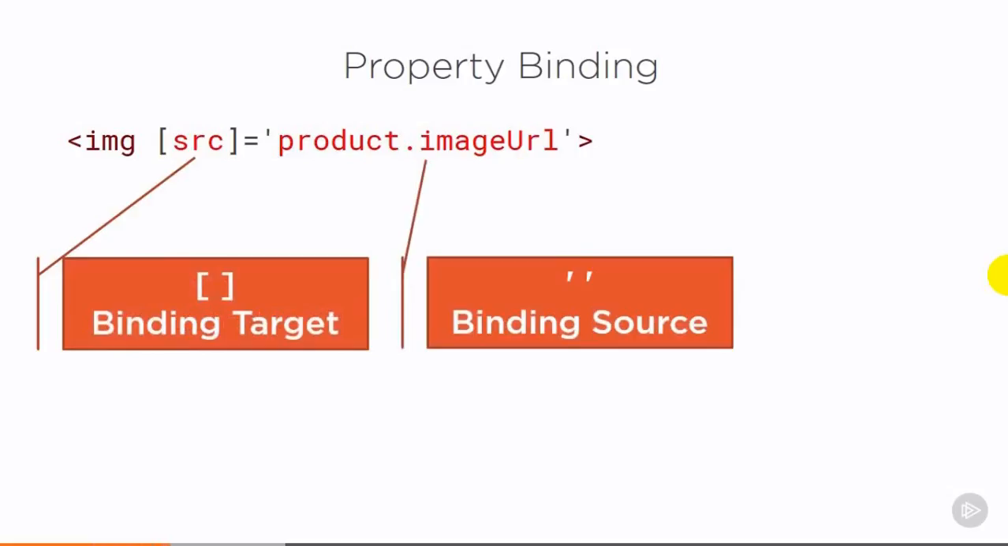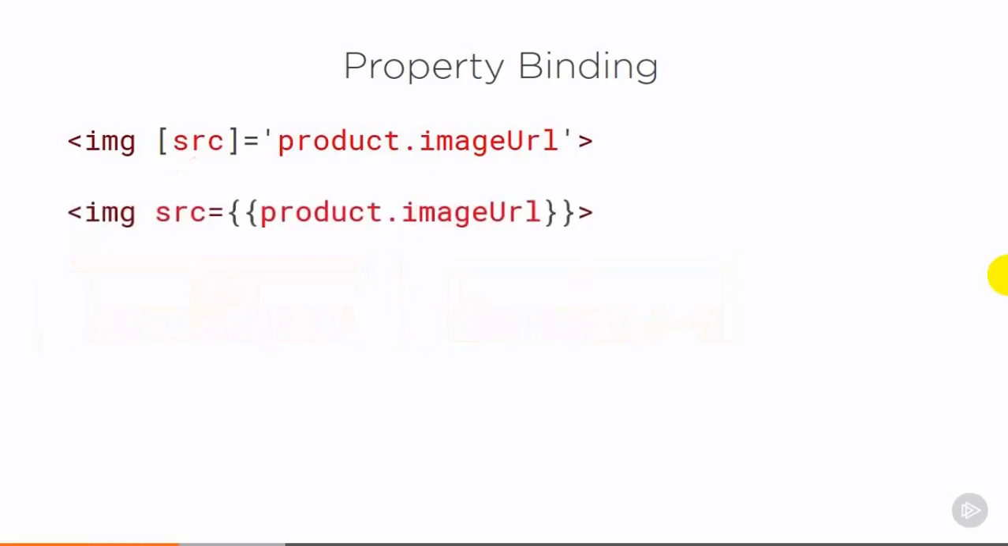For comparison, here is a similar binding using interpolation. Note that in this case, the element property is not enclosed in square brackets, and the template expression is enclosed in curly braces with no quotes. Like interpolation, property binding is one way from the source class property to the target element property. It effectively allows us to control our template's DOM from our component class.